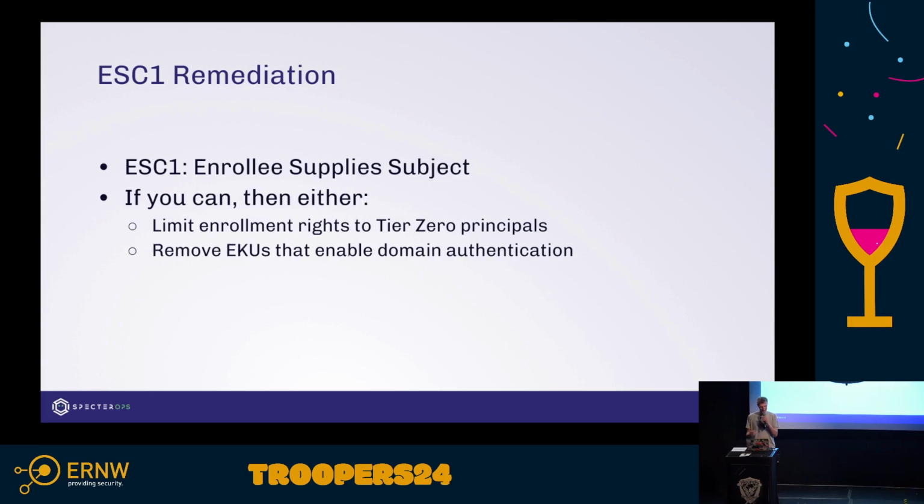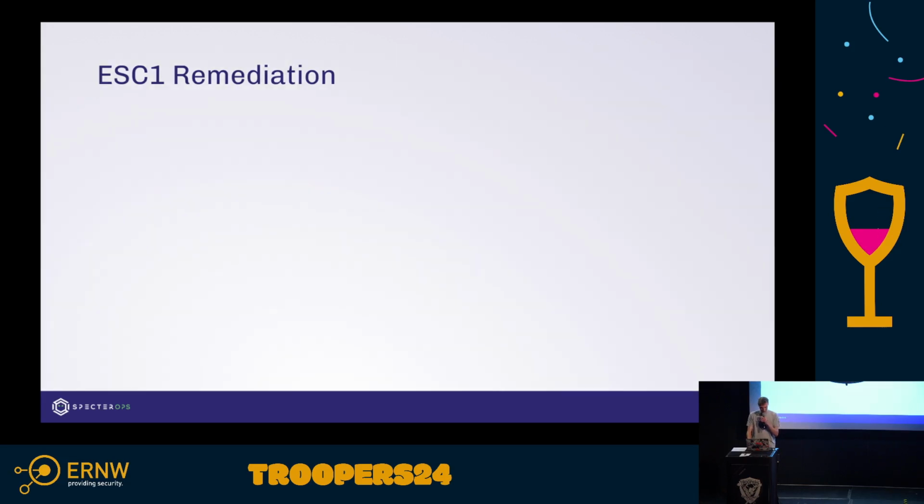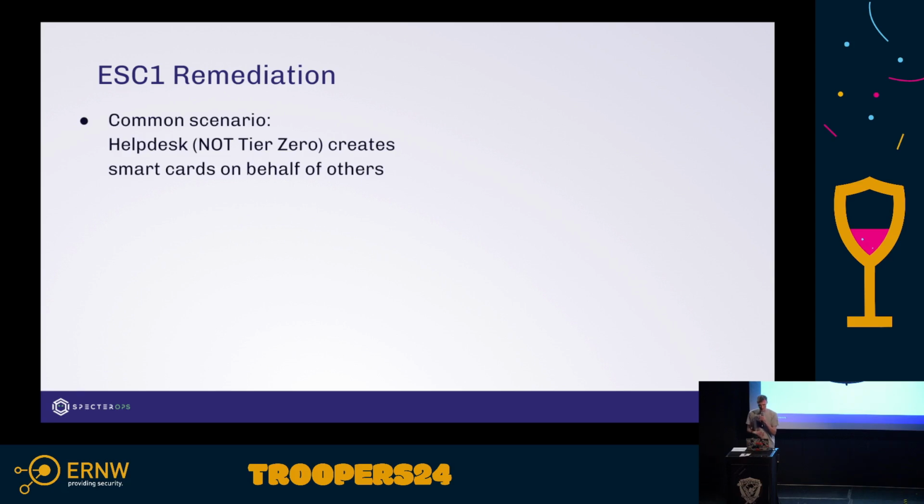You could also mitigate the problem by removing EKUs that allow for domain authentication, because then the attacker can only impersonate for maybe other things, such as signing things, which still could be a huge problem, but at least they cannot authenticate and log in to the environment. Unfortunately, these remediation strategies are not always possible. There's a common scenario that we hear about quite a lot, where you have a help desk or maybe IT support that creates smart cards for other people in the organization.